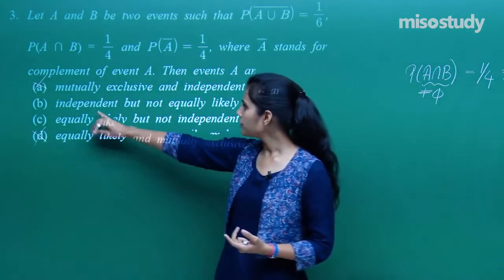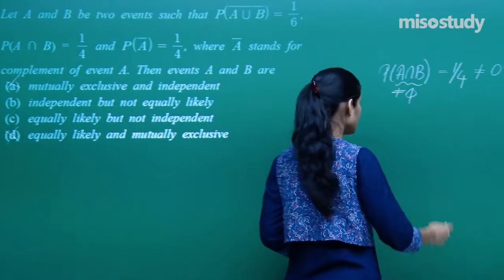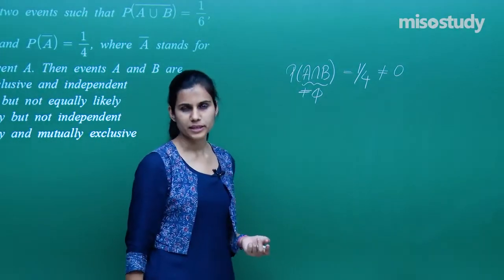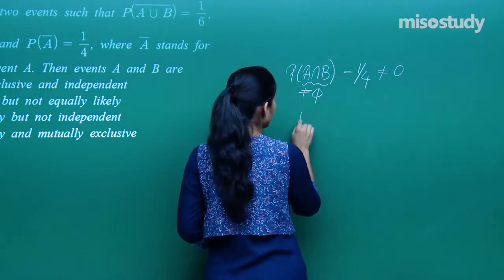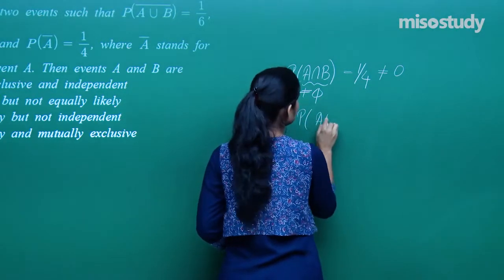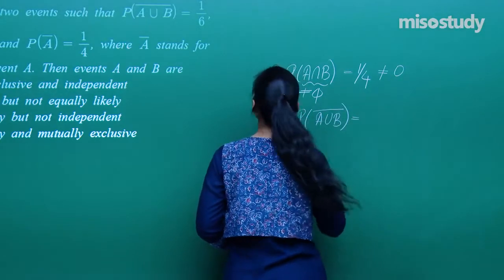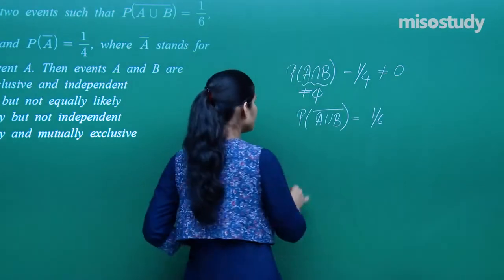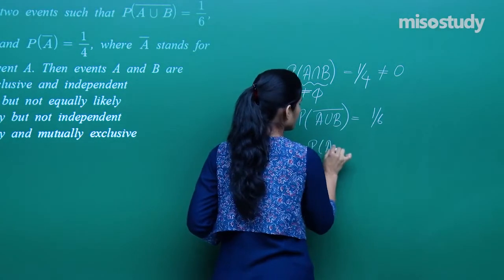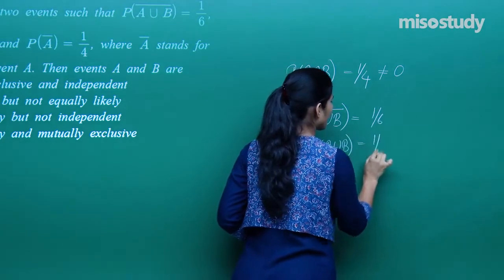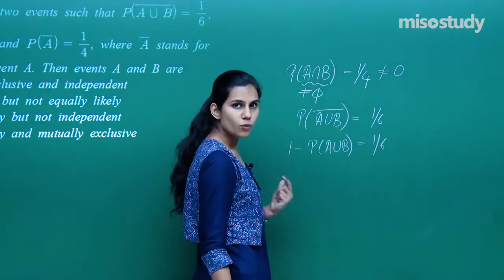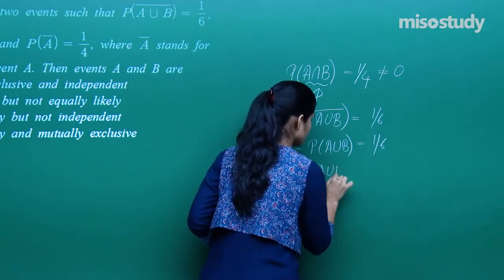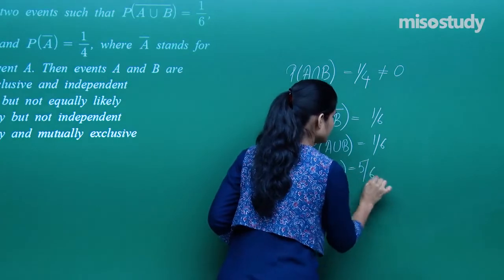Now, I need to understand whether they are independent or not. For that, we need to show probability of A intersection B is equal to probability of A into probability of B. Now, I am given probability of (A union B) whole bar is 1 by 6. Probability of not happening of A union B is same as 1 minus probability of happening of A union B. So, probability of A union B becomes 1 minus 1 by 6, which is 5 by 6.